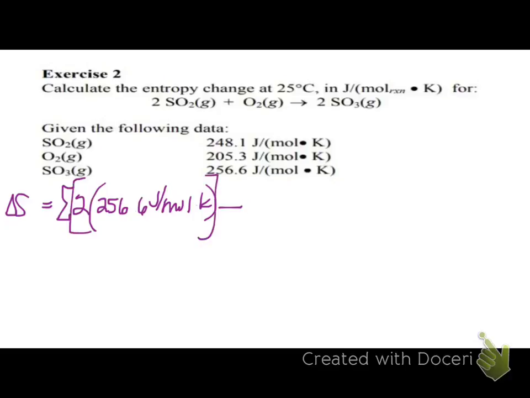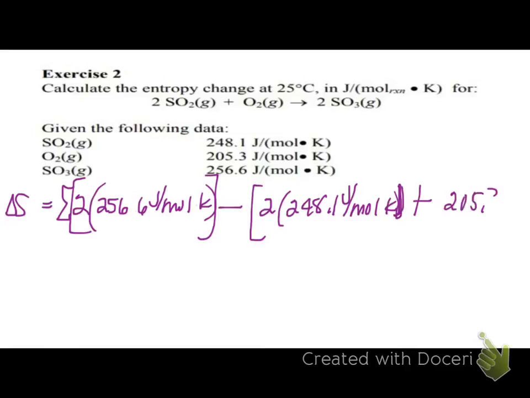And then now we need to do our reactants. So we have 2 times 248.1 joules per mole K, plus, I did 2 parentheses signs, sorry about that. And then oxygen is just 205.3 joules. Do you need to put units? You should always put units when you're doing that. It's better to put them than not put them and then get counted off for that.